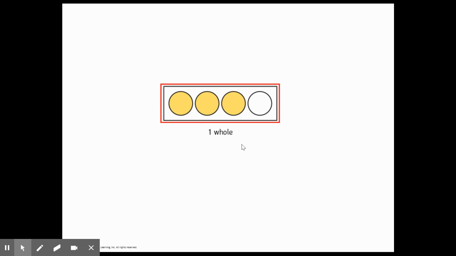Let's look at a set model that represents a fraction. The entire rectangle of circles represents the whole. Because there are 4 circles, each circle represents 1 out of 4. Three unit fractions are shaded, so multiply the unit fraction by 3 to write the fraction 3 out of 4. 3 out of 4 circles are shaded to represent the fraction 3/4.